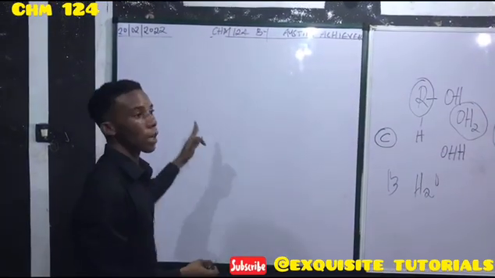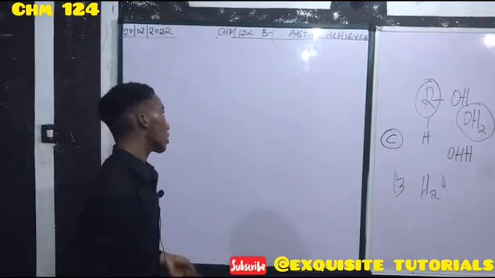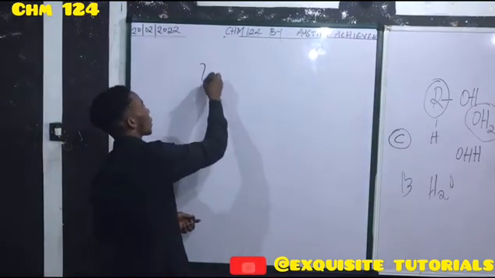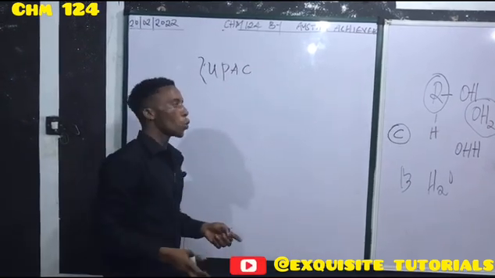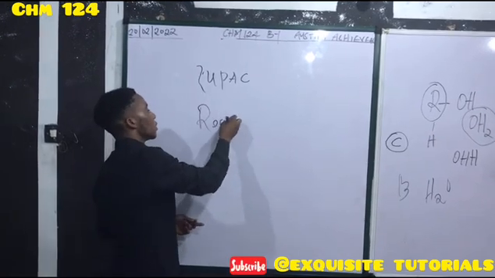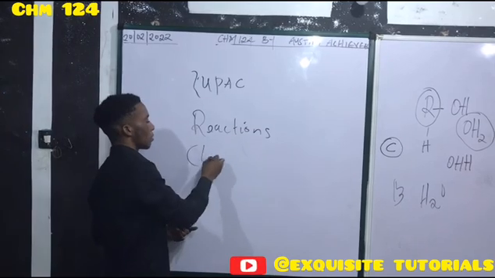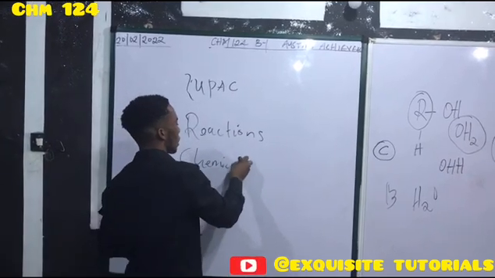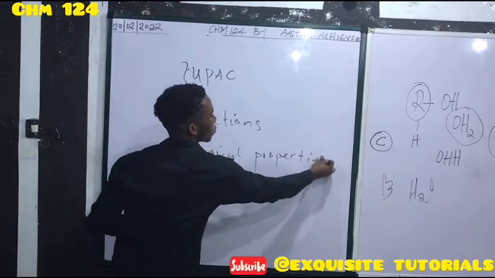We talked about the carbonyl. We talked about the trivial names. Then in our next class, we'll be talking about the IUPAC system. We'll be talking about the reactions, most importantly, reactions, as well as their chemical properties.